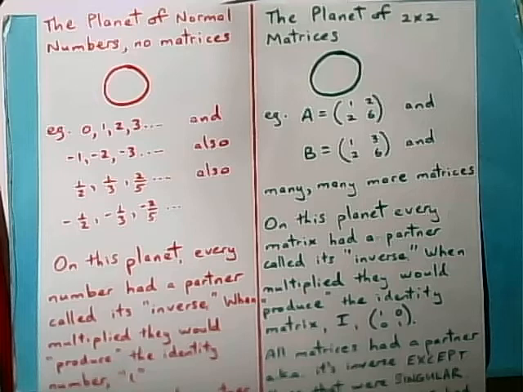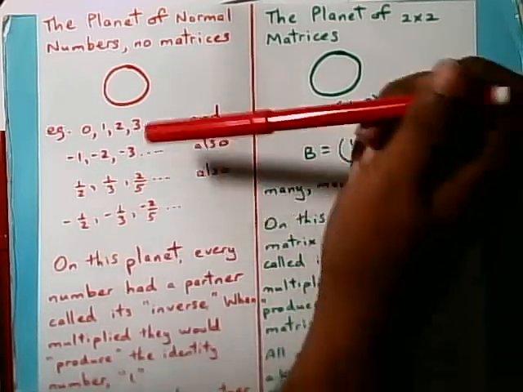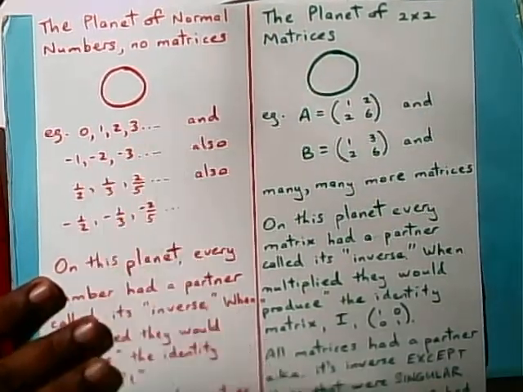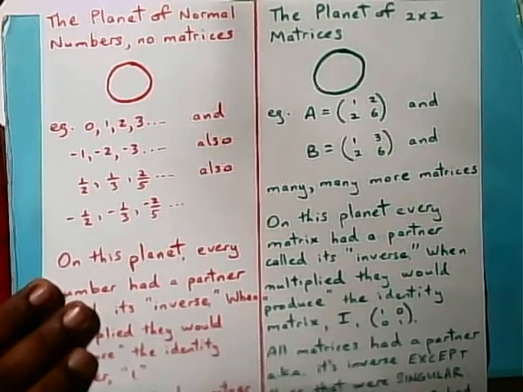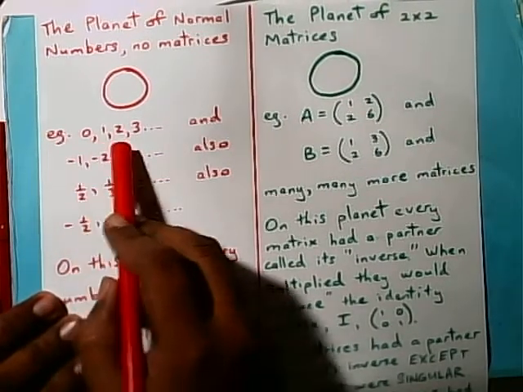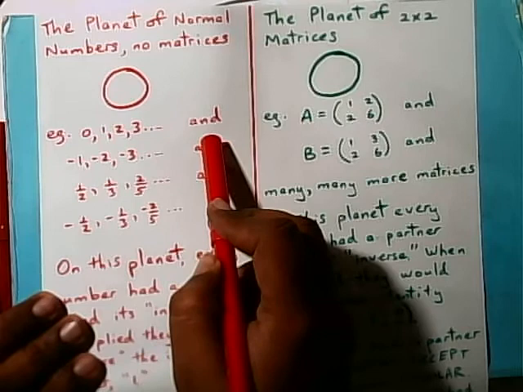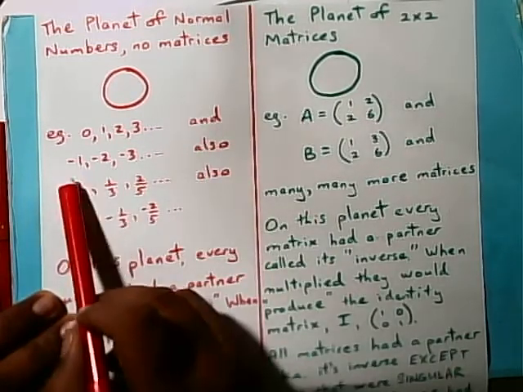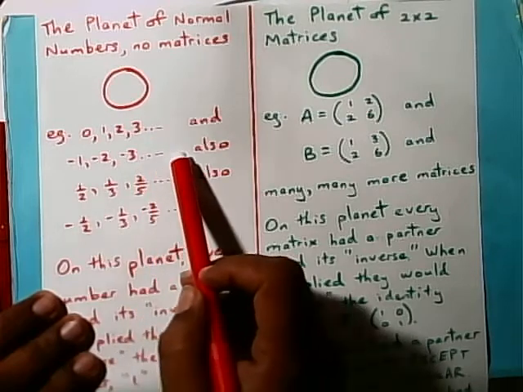to tell you a little story about two planets. One planet is the planet of normal numbers. Here we have this red planet here. The planet of normal numbers. That planet had living creatures on it called normal numbers, such as 0, 1, 2, 3, 4, 5, 6, 7, 8, and so on. And they even had negative numbers such as -1, -2, -3, -4, and so on.